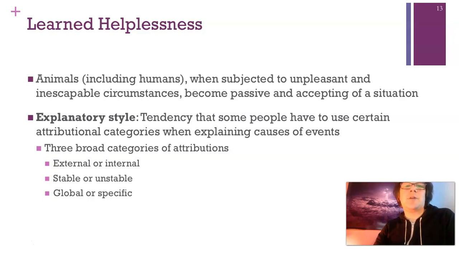Okay, so when it comes to learned helplessness and when it comes to locus of control, both theories are about expectancies, right? So what are people or dogs expecting to experience, and how do these expectancies affect behaviors, right? Essentially, it's what it comes down to.